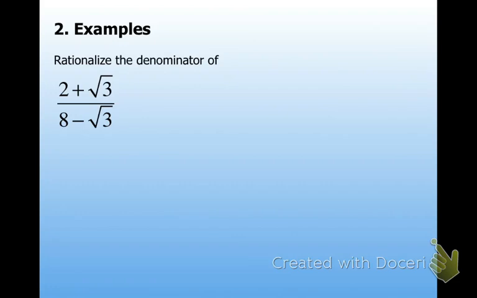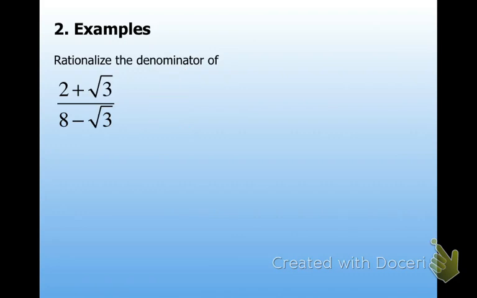Okay, we have this example. Rationalize the denominator of 2 plus the square root of 3 divided by 8 minus the square root of 3. So in this case, we have a binomial in the denominator, right? So we cannot just multiply by the square root of 3. We cannot do this like we did before. Okay, this is wrong. We have to do something else.